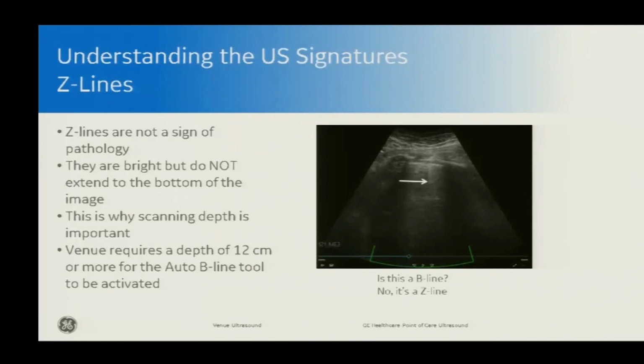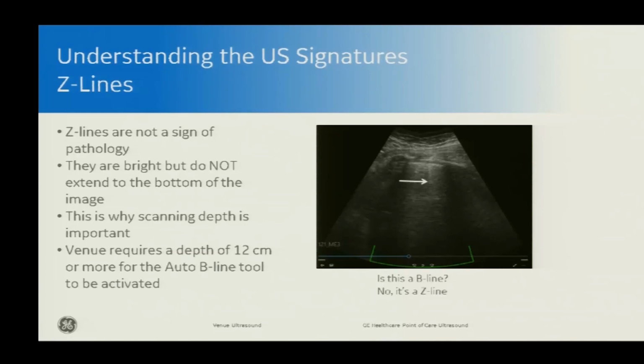What about this image? Here's another bright streak. It's beginning at the pleura, but it doesn't extend to the bottom of the image. It just goes part way down. This is a Z-line. These are important to differentiate from B-lines, and this is the reason that we keep the depth at least 12 centimeters deep before we'll turn on the auto B-line tool to count the B-lines, because we don't want the tool to count Z-lines as B-lines, since Z-lines don't have any pathology associated with them.